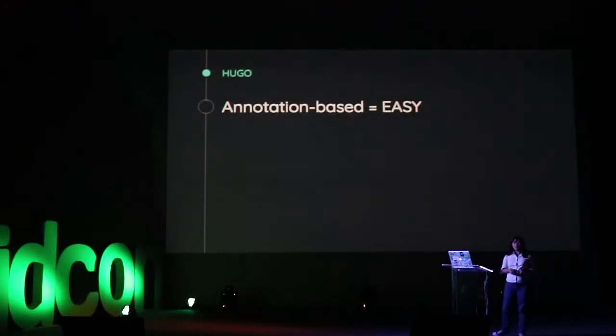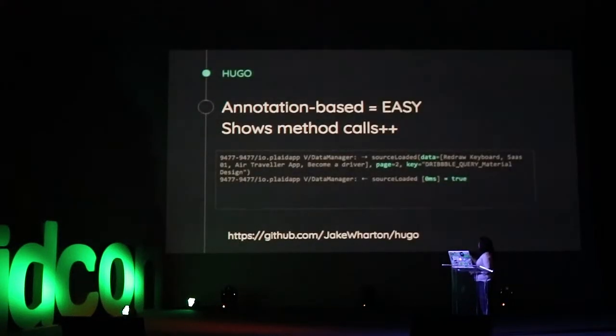So what about third-party tools? The first one I want to talk about is Hugo. Hugo is an annotation-based library. It's made by Jake Wharton, and it's super easy to add in code. So this is what it does.